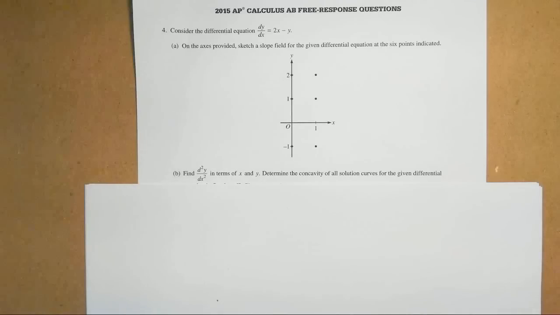First thing I'm going to notice is the fact that they gave me dy over dx. This right here lets me know this is a differential equation. So remember, if this is a differential equation, this is like y prime. I can find the slope. I can determine increasing, decreasing, things like that.